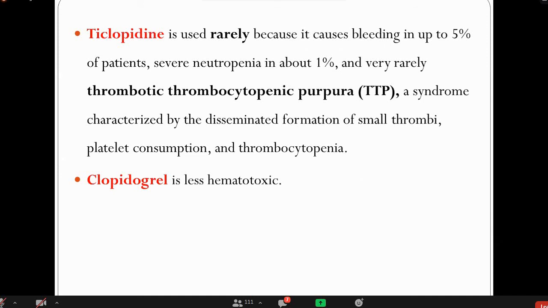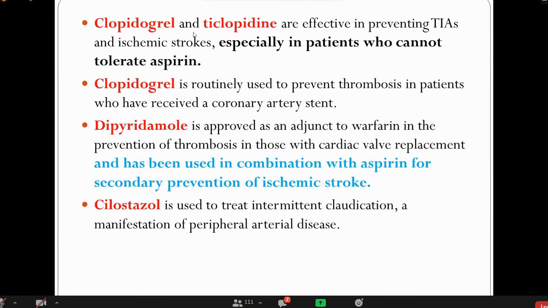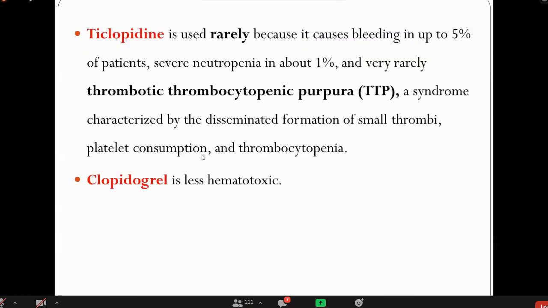Ticlopidine is used rarely. Why? We are using clopidogrel if there is a need, right? Ticlopidine is used rarely, almost obsolete. Why? Because it causes bleeding in up to 5% of patients, severe neutropenia in about 1%, and very rarely thrombotic thrombocytopenic purpura, a syndrome characterized by disseminated formation of small thrombi, platelet consumption, and thrombocytopenia.